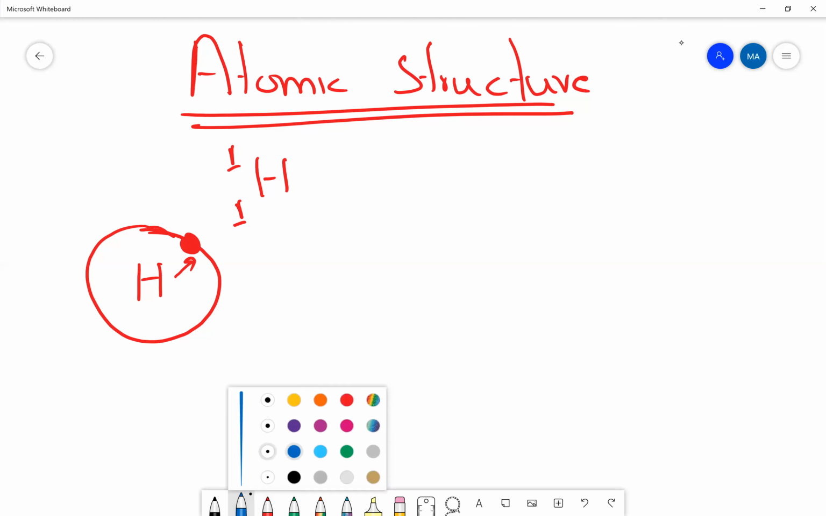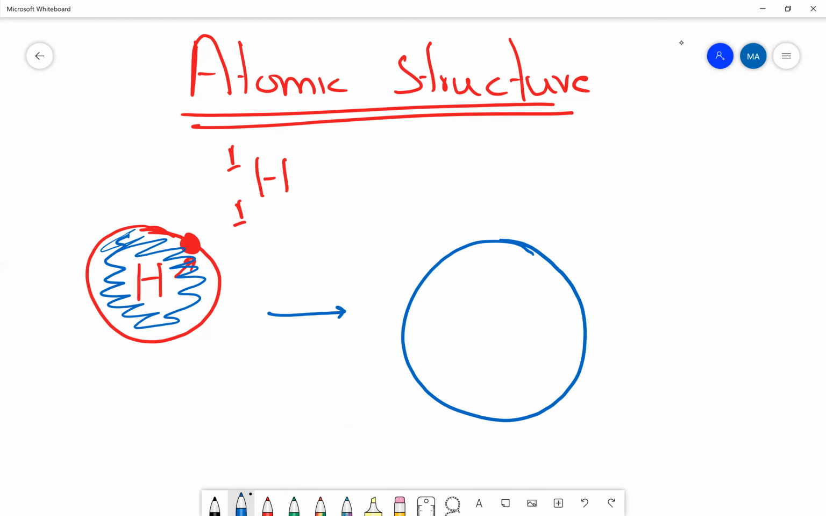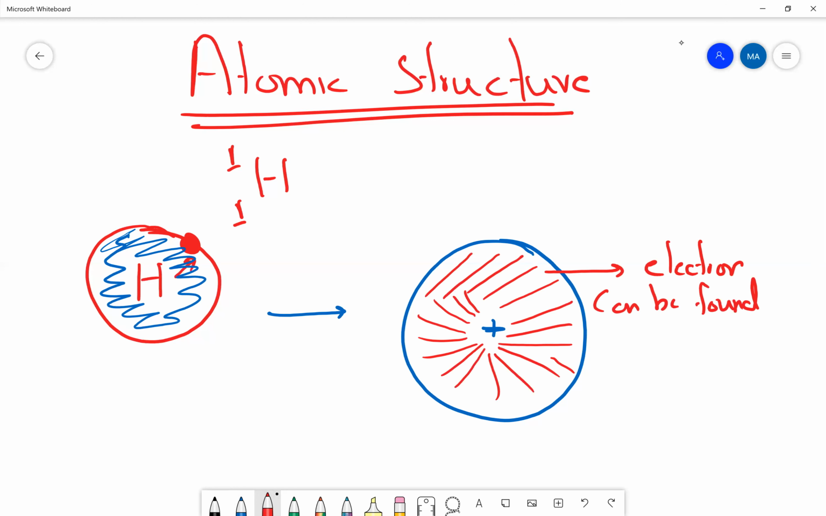So in an atom, you look at the probability of finding the electron in a particular region. If this is an atom, this is the nucleus, the positive nucleus. This entire region, the red region, is the space where you can find the electron. Getting it? So you can say that the electron can be found in this spherical region.